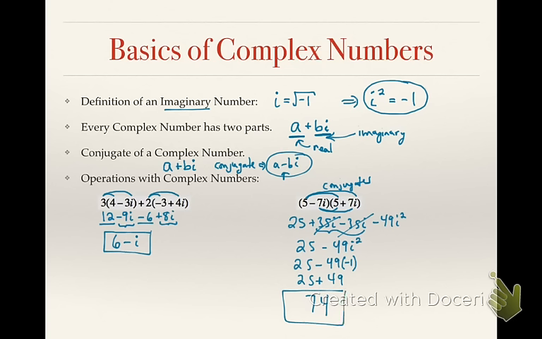So I started off with two complex numbers, I multiplied them, and I got a purely real number. Conjugates are going to be really important, especially when we're dealing with denominators that have radicals and imaginary numbers in them. Pause the video, write down anything you need to before moving on.